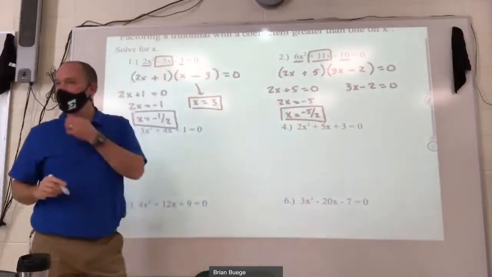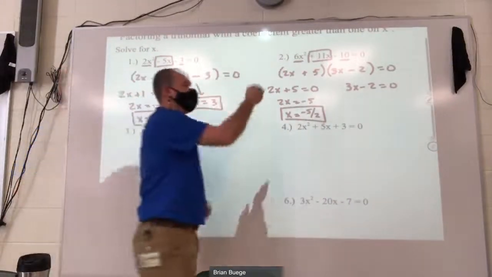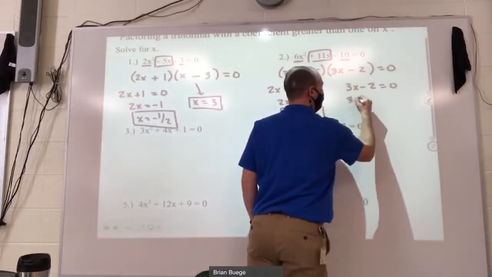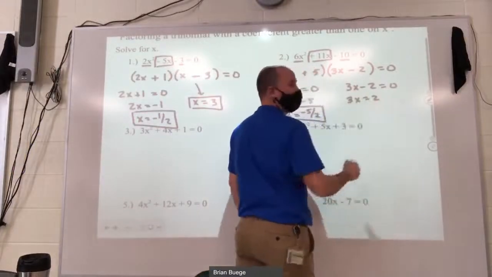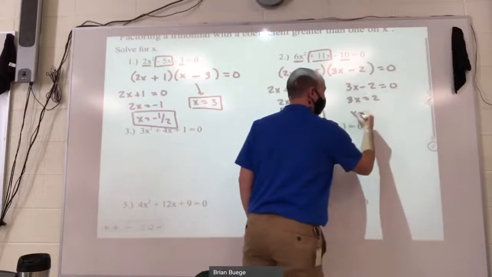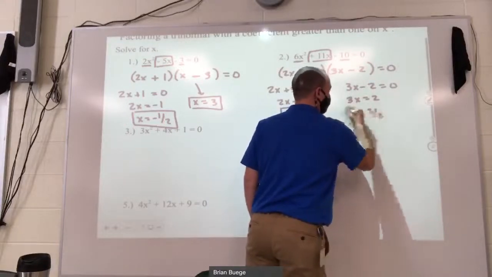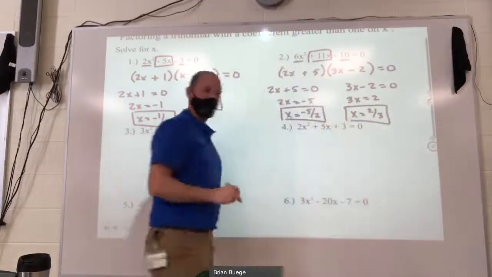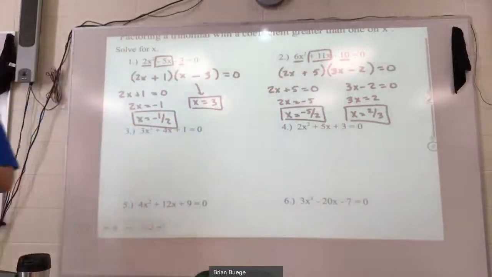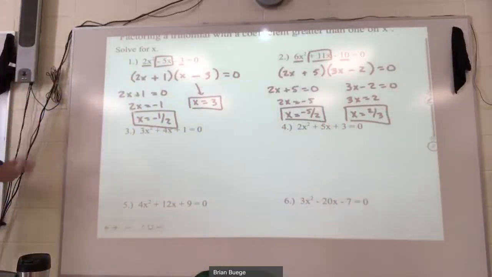There's your first x-intercept. And then add the 2 over. 3x equals 2. Divide both sides by 3. X equals 2/3. Your second x-intercept. So neither one turned out to be a whole number, but that's okay. It happens.